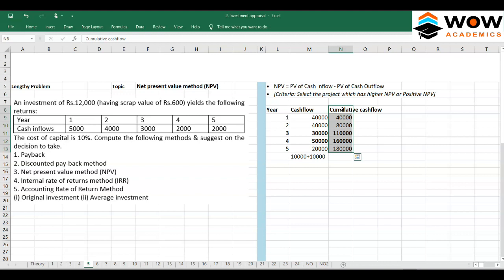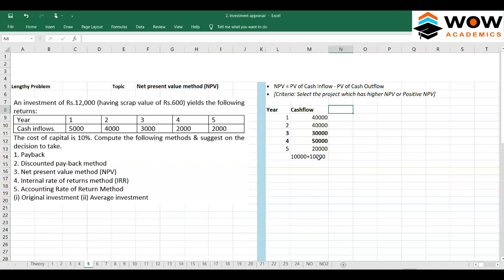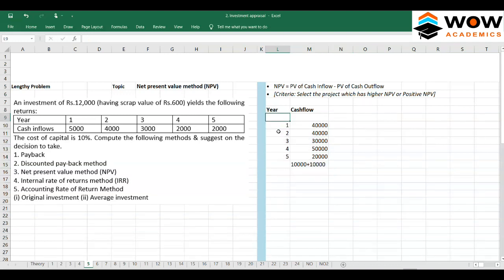We don't need cumulative, we can remove that. So this is our cash flow. The unique thing about NPV is we definitely have to have the 0th year. The 0th year is a definite year, and first you have to put that.